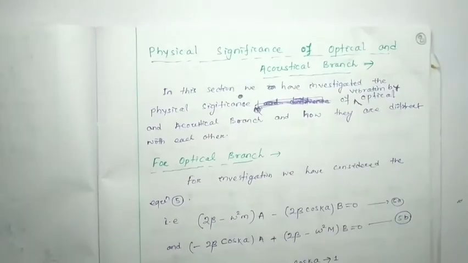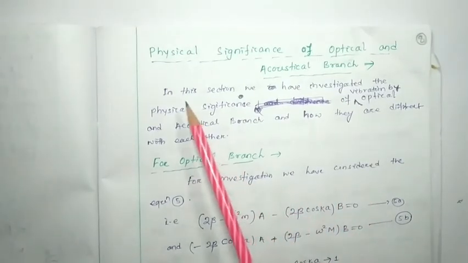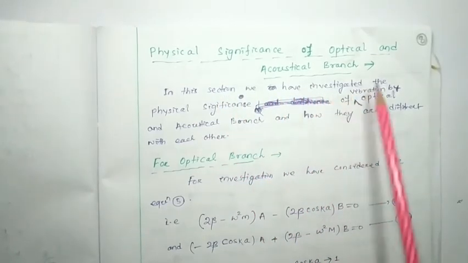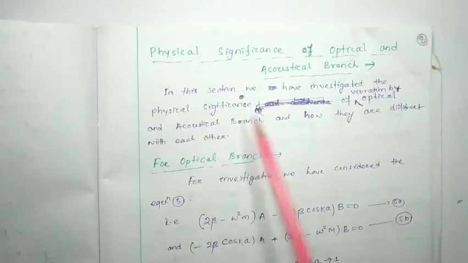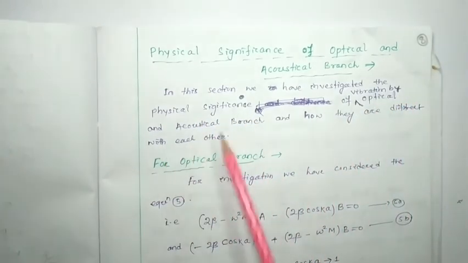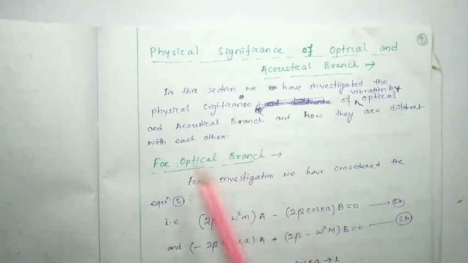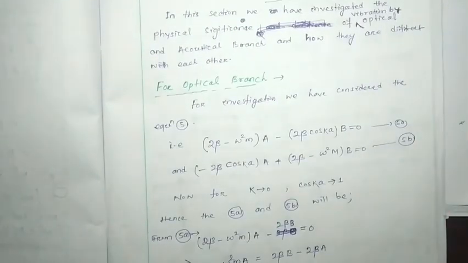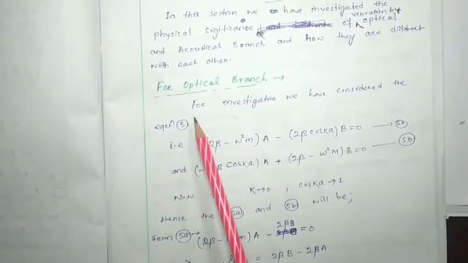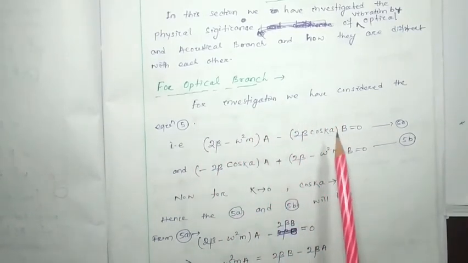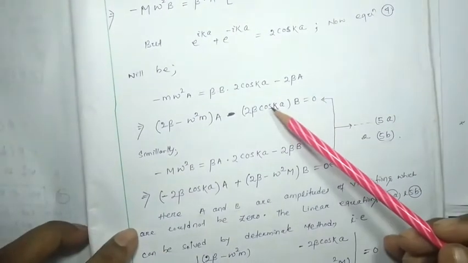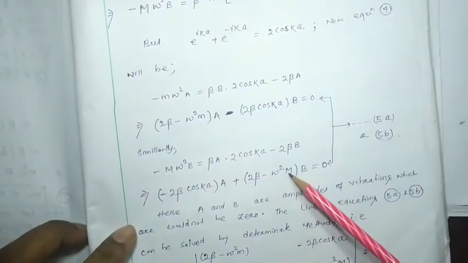In this section we are going to investigate the physical significance of vibration of the optical and acoustical branch and how they differ from each other. First we consider the optical branch. For the investigation we consider equation number 5. Go back to your notes: 5a is this one and 5b is this one.